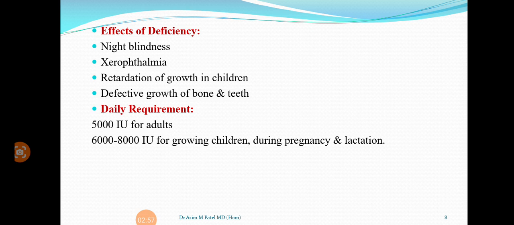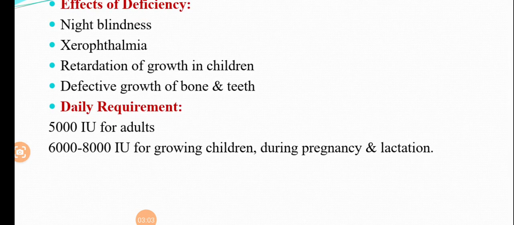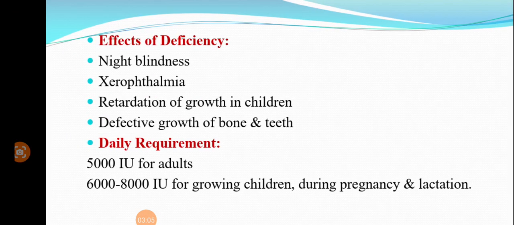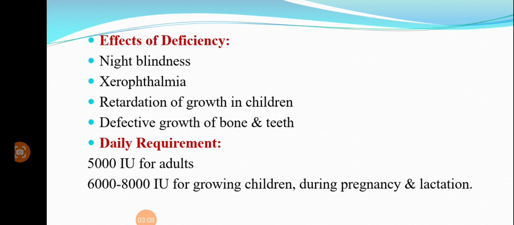Effect of deficiency of vitamin A. Deficiency of vitamin A is known to cause night blindness, also known as nyctalopia. It also causes xerophthalmia, which is the dryness of the eye. It also causes retardation of growth in children. It can also cause defective growth of bone and teeth.